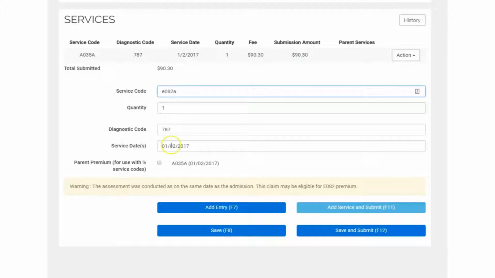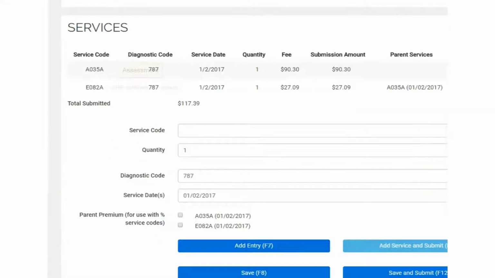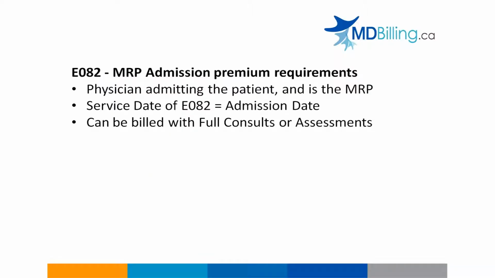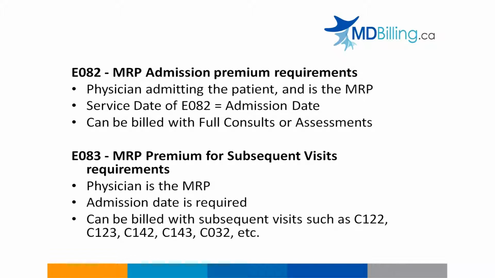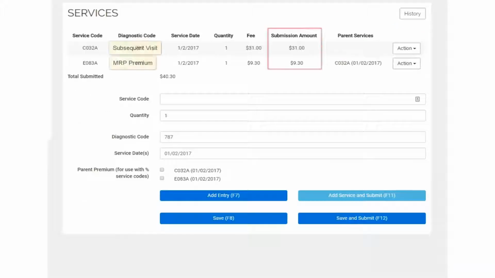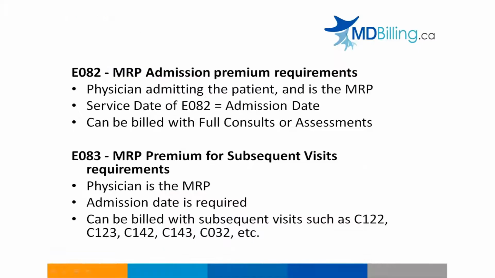E082 is a premium that bills at a rate of 30% of the admission assessment service, the parent code. The second MRP premium is for subsequent visits, E083. It can be added to hospital inpatient visits such as C122, C123, C142, C143, C032, etc. E083 also pays 30% of the subsequent visit. Keep in mind that these 2 premiums cannot be billed on the same day.